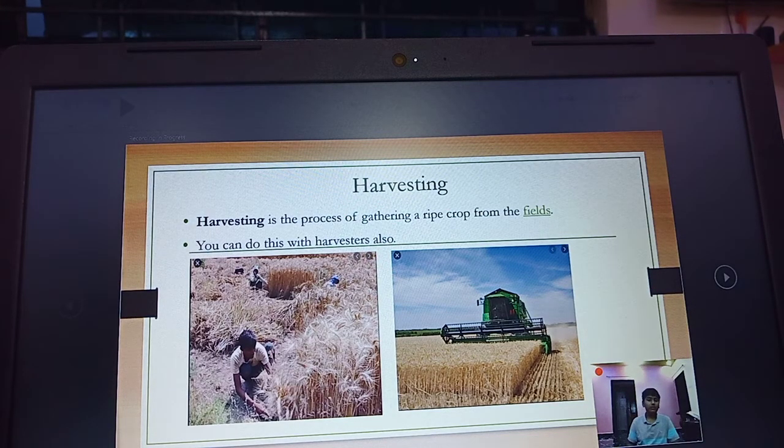Now, once our crops are ripe, you need to harvest them. Harvesting is the process of gathering a ripe crop from the field. You can do it manually as you are seeing in this picture, or you can use a harvester also. A harvester is a fast method. Now you are seeing a harvester; it removes the crop from the roots.